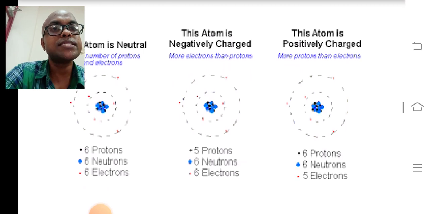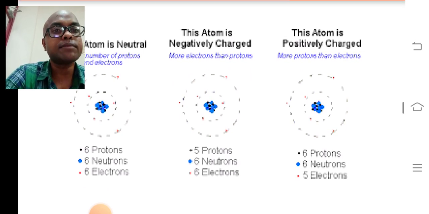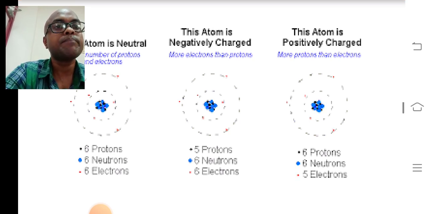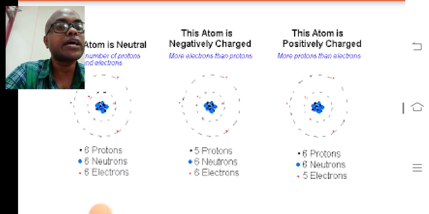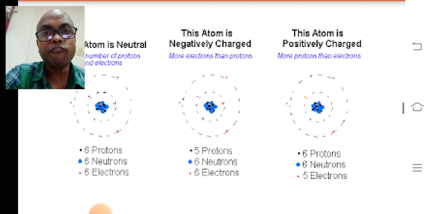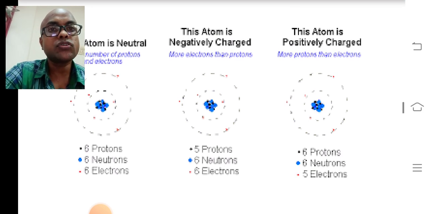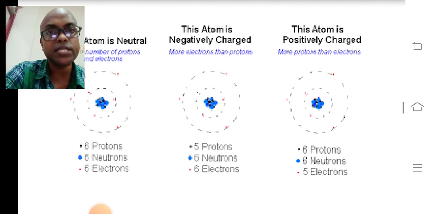Another one is the negatively charged atom. The negatively charged atom has 6 neutrons, 6 electrons and 5 protons. This kind of atom is called a negatively charged atom. A positively charged atom has 6 protons, 6 neutrons and 5 electrons. These are the morphological characters of a neutral atom, a negatively charged atom and a positively charged atom.